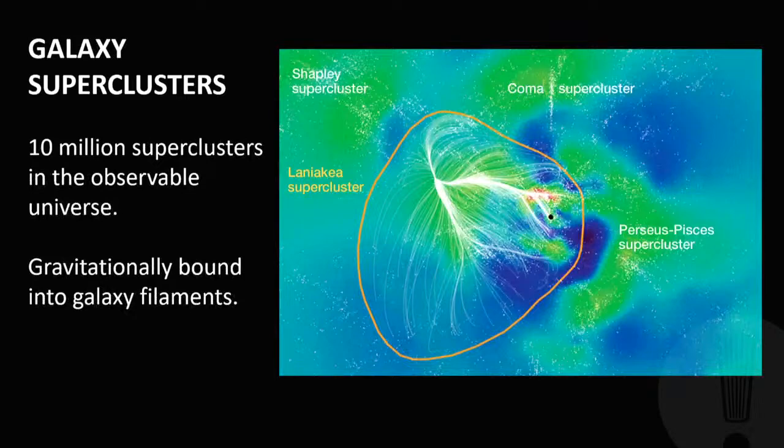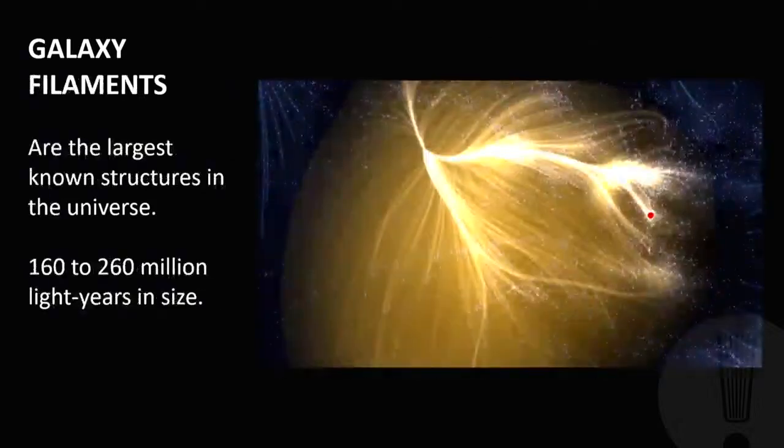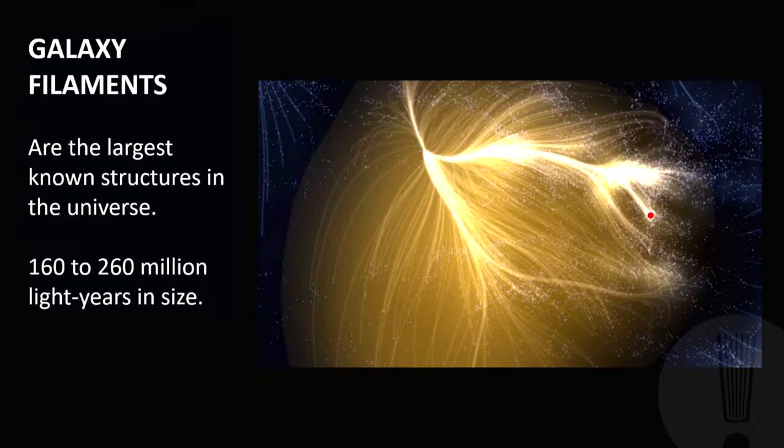So this is a picture you may have seen get spread on social media, depending on what you like to follow, or the internet. That's when they mapped out the Laniakea supercluster. These galaxy superclusters, there are 10 million total that we estimate in the observable universe. And they are gravitationally bound into galactic filaments, these long lines made up of galaxy groups and superclusters. On a large scale, these are some of the largest structures we know of currently in the universe, gravitationally bound, 160 to 260 million light years in size. Here's a picture of the Laniakea supercluster. Our Milky Way, or our local galaxy group, is right here, this red dot, and that appendage of it.